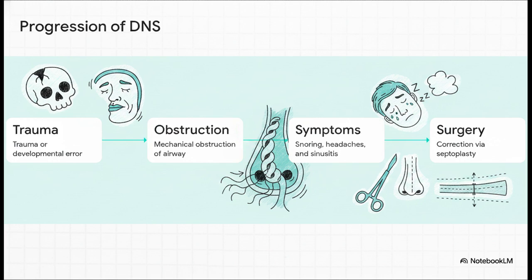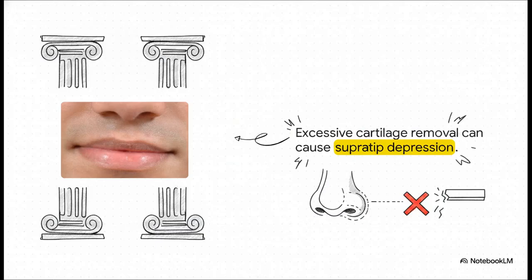This is usually a submucous resection or a septoplasty to physically go in and rebuild that central wall. But, of course, surgery comes with its own structural risks. Because the septal cartilage acts as the major load-bearing pillar supporting the front of your nose, removing too much of it during a septoplasty can cause the roof of the whole external nose to physically cave in. In the medical world, they call this a supratip depression. Basically, you literally lose the support beams of your face.